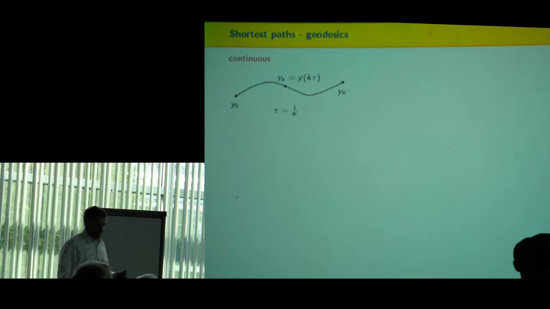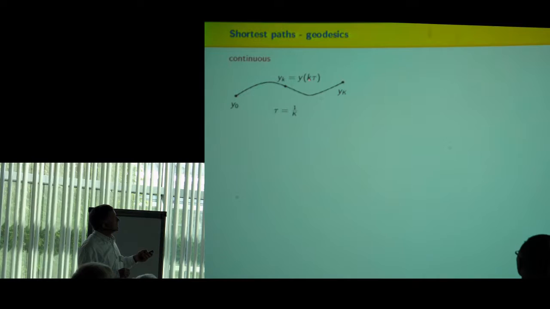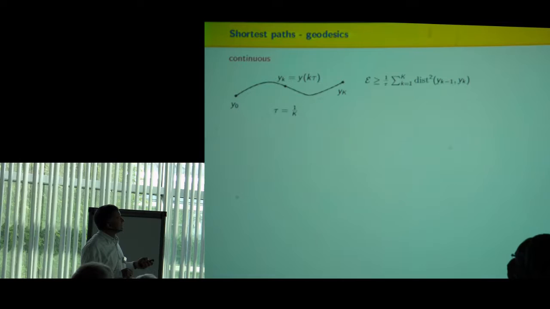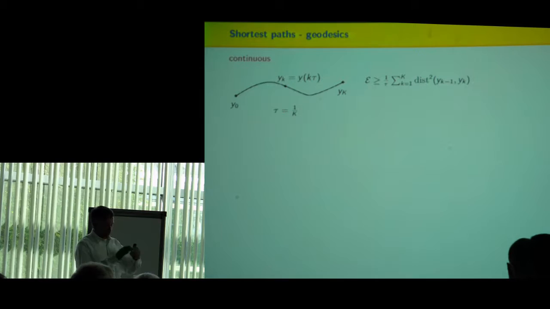So now we talk about the shortest path. Let's think of a continuous geodesic, and for integers k here, we do an evaluation of the path at the distance of tau. And then we can study the path energy, and we observe the very fundamental inequality. This tau is here because our time interval is [0, 1], and tau is 1 over K, and we have this inequality.